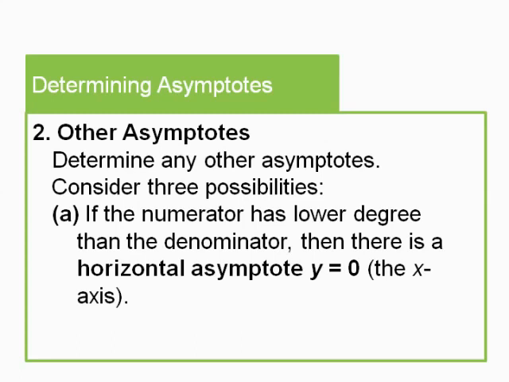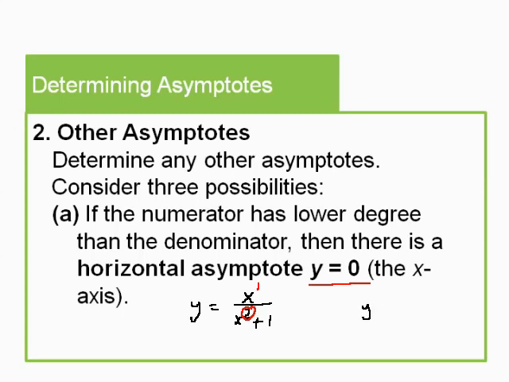Other asymptotes. To find the HA, we're going to look at the degree of the top and bottom of each polynomial fraction. So it says if the numerator has a lower degree than the denominator, then there is a horizontal asymptote, y equals 0, the x-axis. So what they mean here, let's say we have y equals x over x squared plus 1. Notice the power on x, the top degree is 1, that is the power on the variable x, while the bottom degree is 2. So that's what they mean by this. Whenever that happens, the HA, or the horizontal asymptote, is y equals 0.